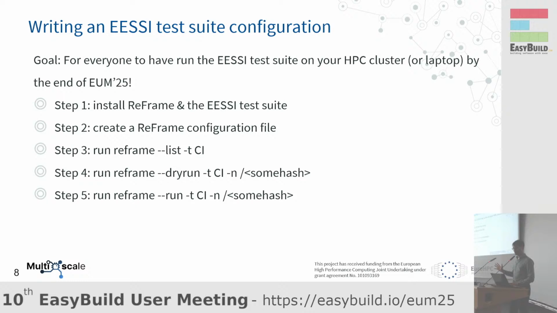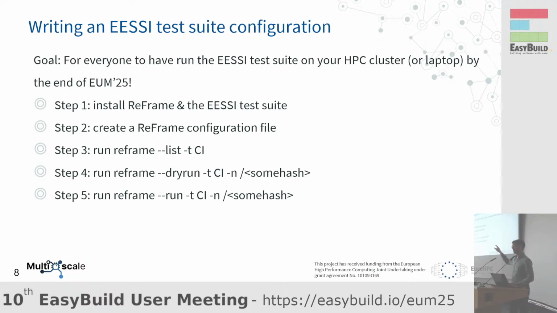And now I want to get almost onto the hands-on. It's going to be like 5 steps. First, we need to install Reframe and the Easy Test Suite. Then we need to create a Reframe configuration file. That's going to be the most time-consuming part. And then basically we'll just try to run it. First, listing all the tests, and then just pick one of them. I would suggest the OSU one on 2 cores.